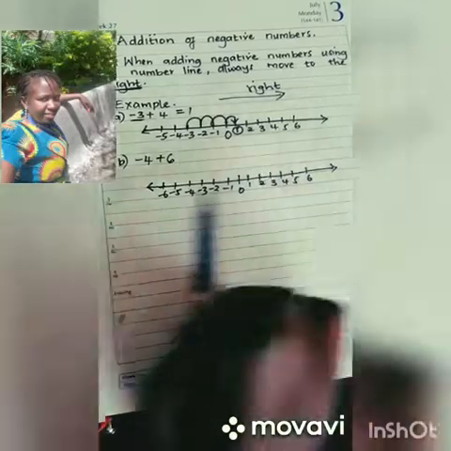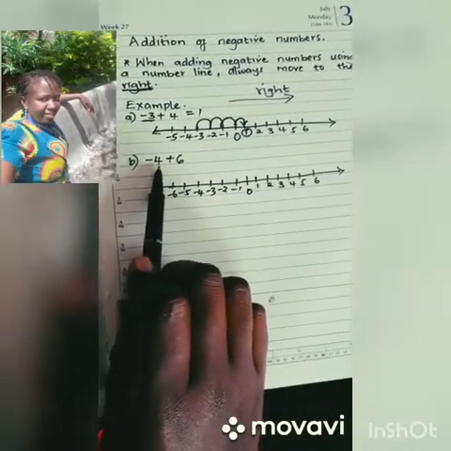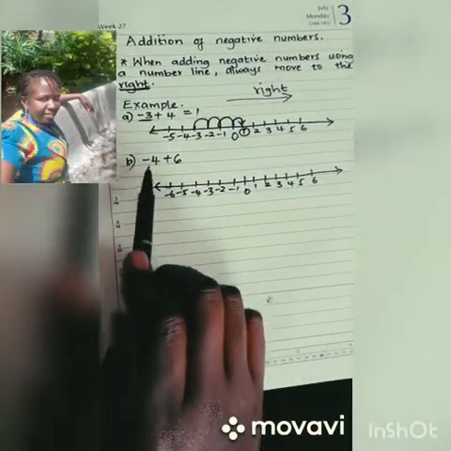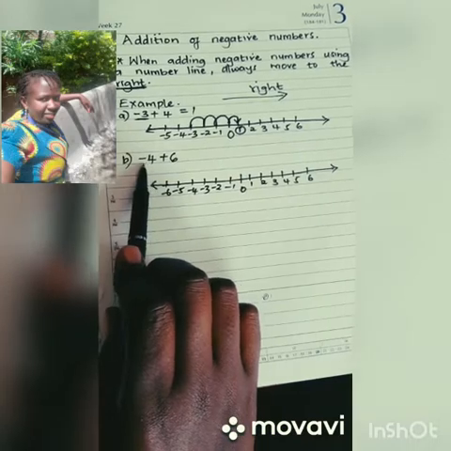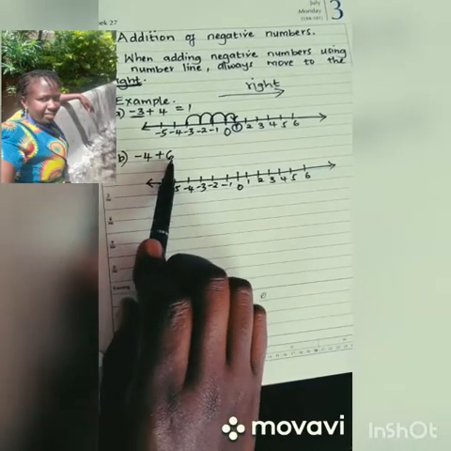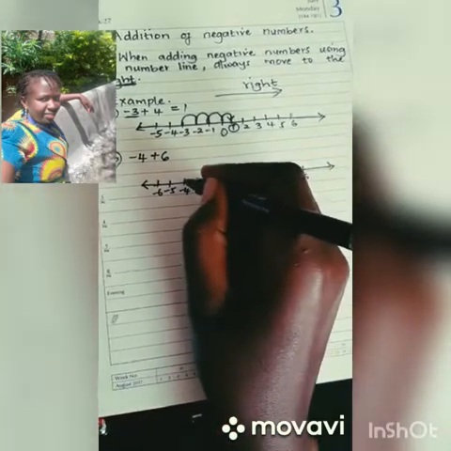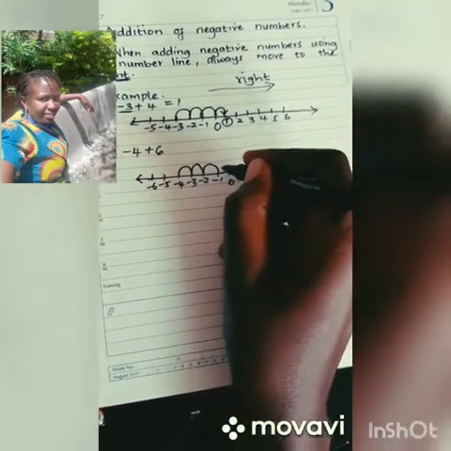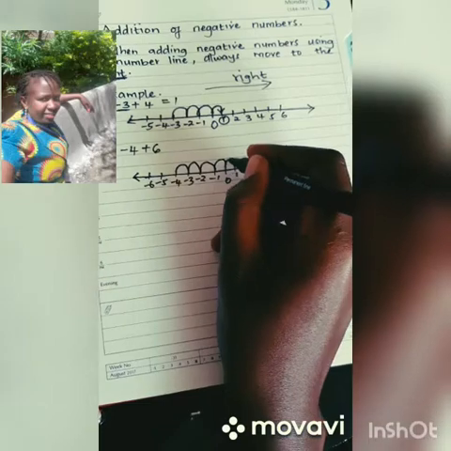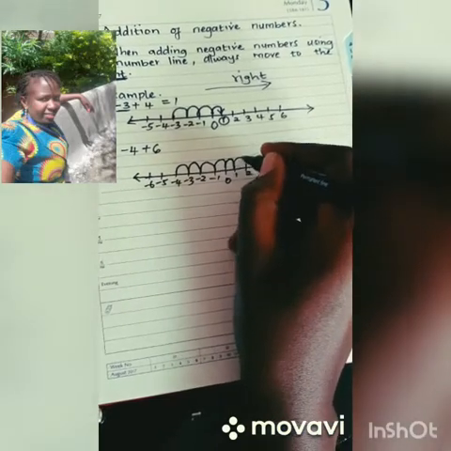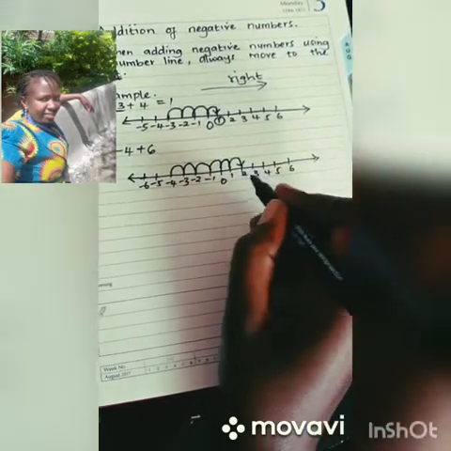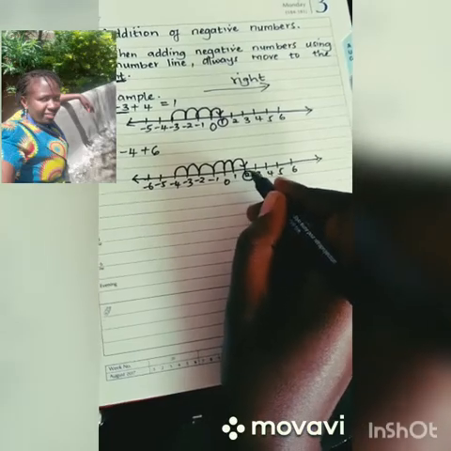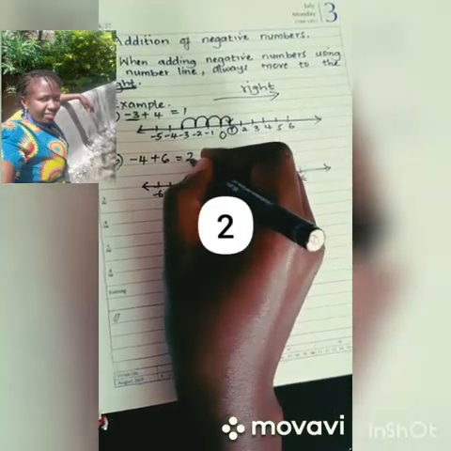We've said on your number line, you're supposed to have the starting point. So the starting point on this question is -4, and we plus 6. So -4 is here, +1, +2, +3, +4, +5, +6. And what is our answer? Our answer is what? 2.